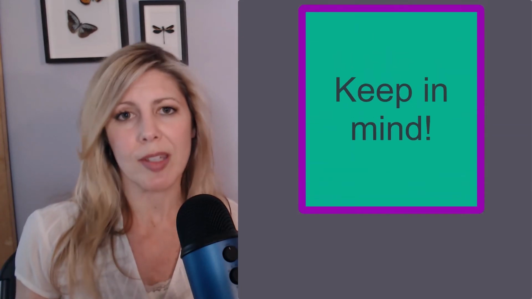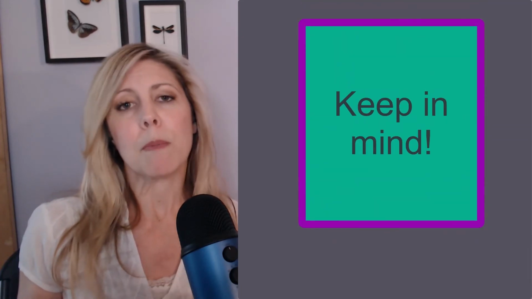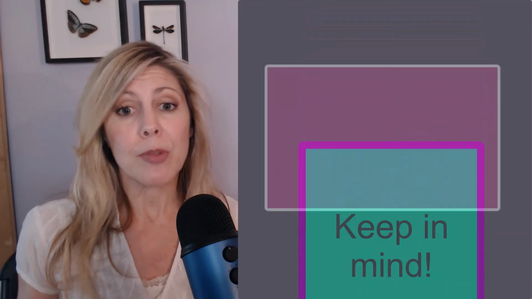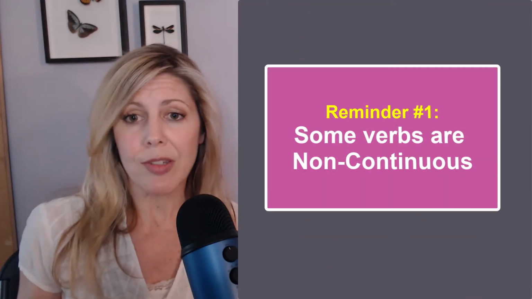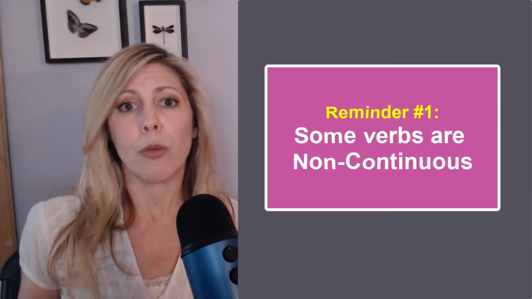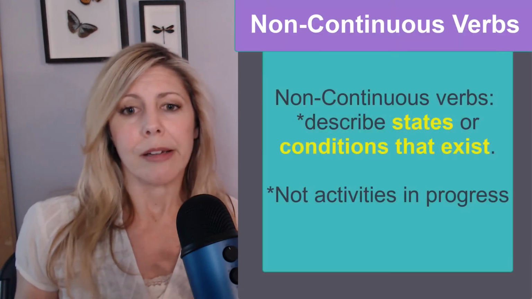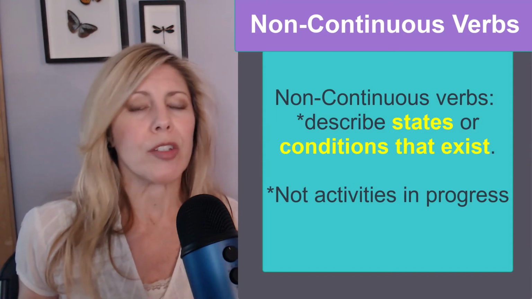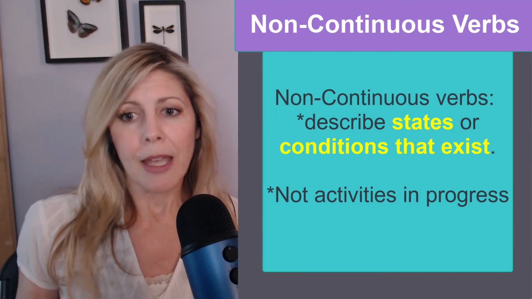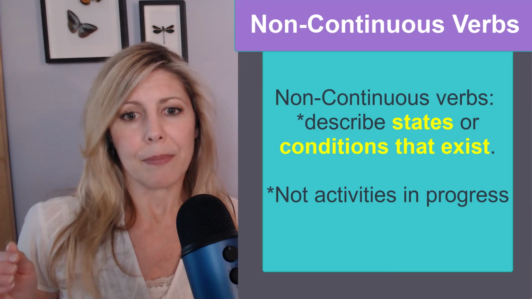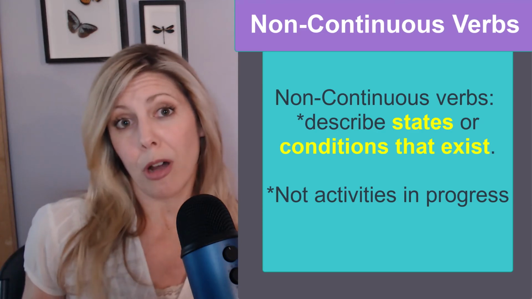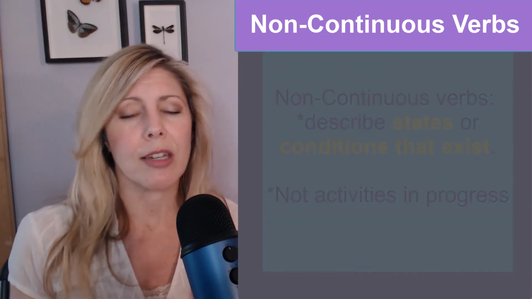Now, with this type of tense or with the continuous tenses, we need to keep in mind that there are some verbs that are non-continuous. In other words, there are some verbs that we don't use in the continuous tenses. Okay, these verbs describe states or conditions that exist. They don't describe activities that are actually in progress. Okay, here's two sentence examples.